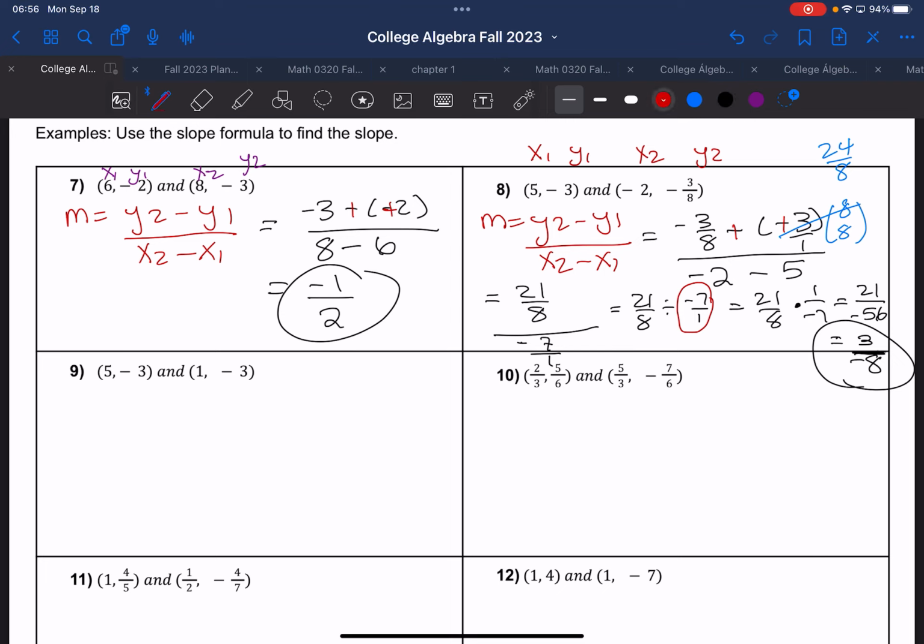So now looking at number 9, go ahead and take a moment and work on number 9. Here's your formula again, y2 minus y1 over x2 minus x1. And then labeling your points.